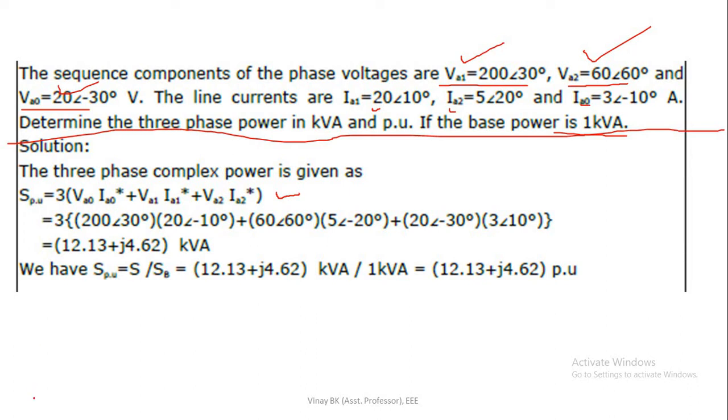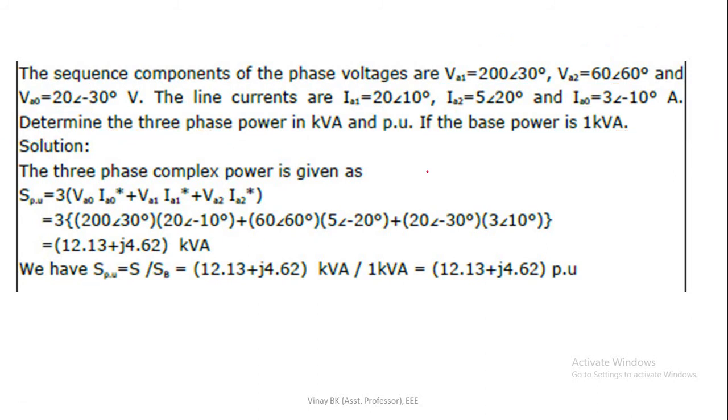VA0 is given. So here VA0 is 20 at an angle of minus 30 degrees. Let me check here, the substitution may be wrong in this slide. So VA0 is given as 20 at an angle of minus 30 degrees, into IA0 conjugate. IA0 is given as 3 at an angle of minus 10, and the conjugate is 3 at an angle of 10 degrees.